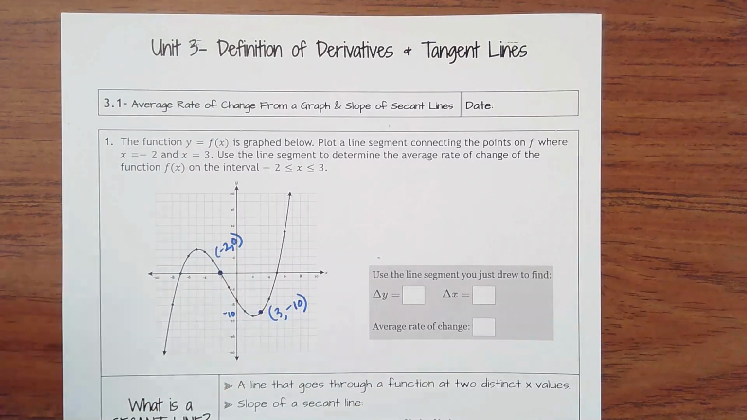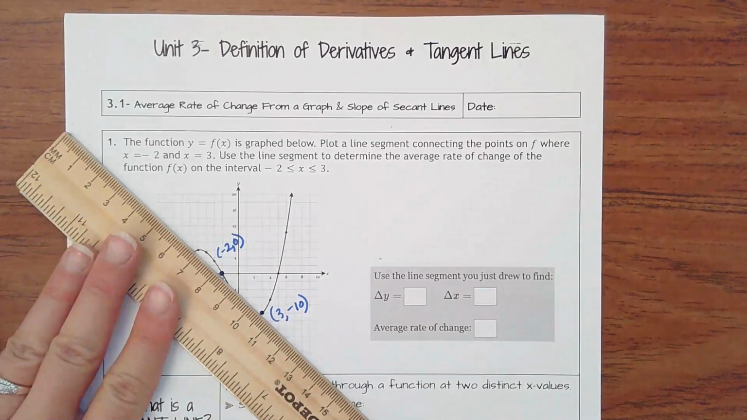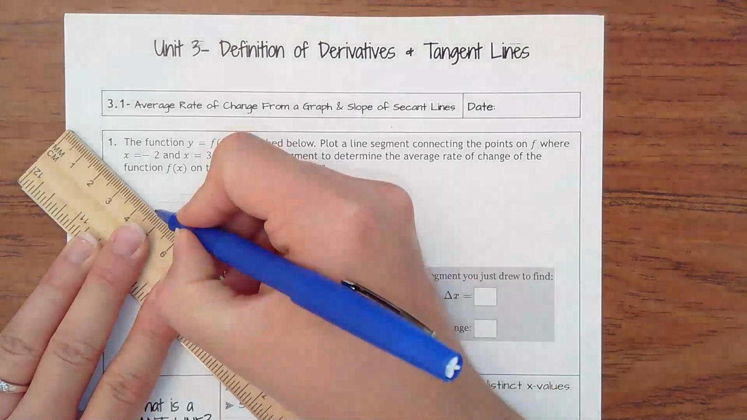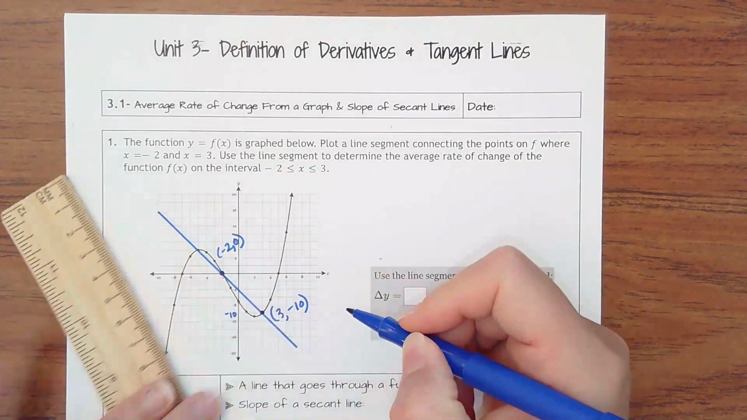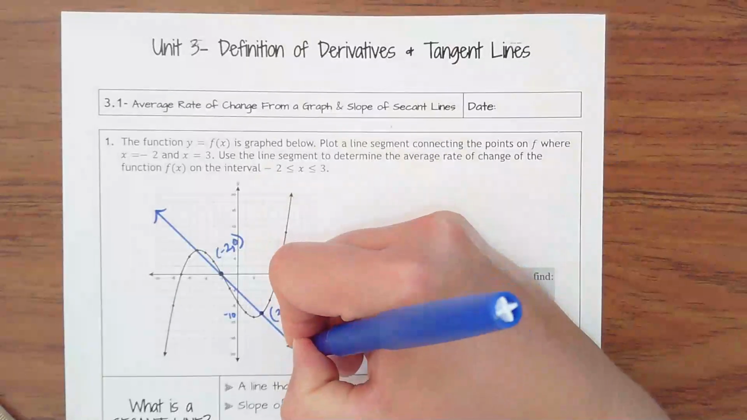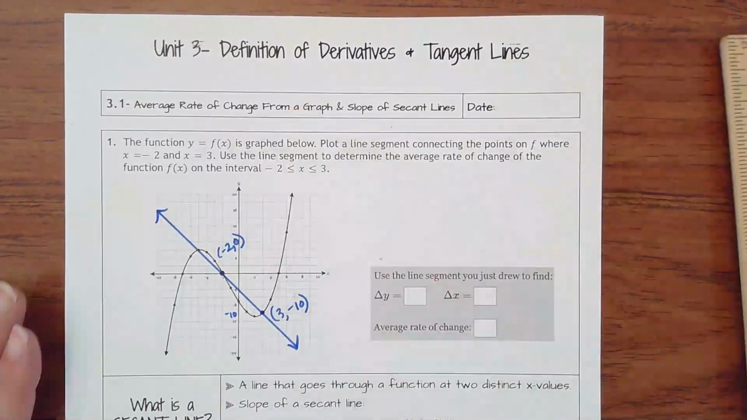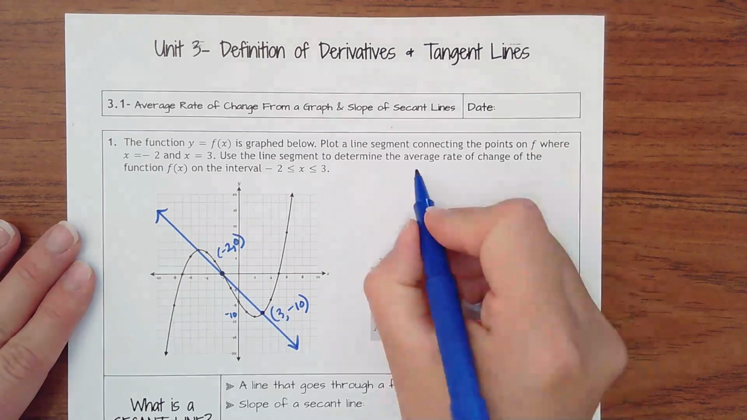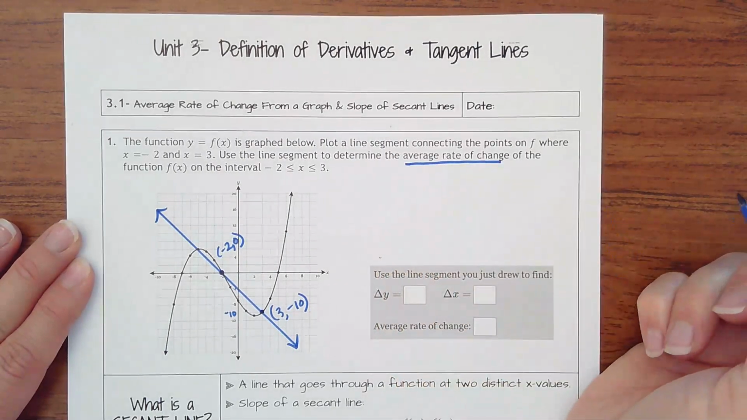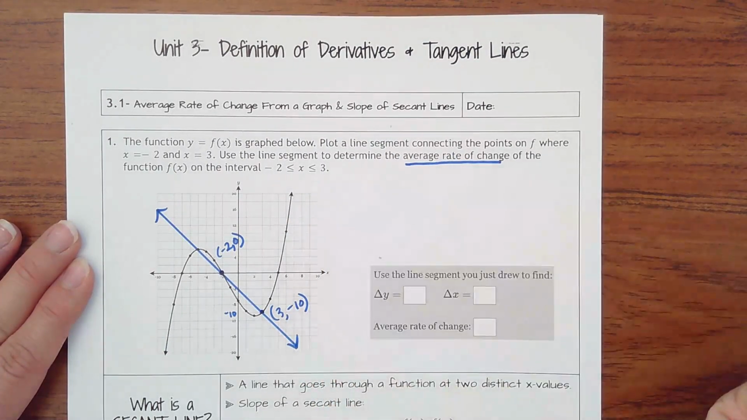We're going to then make that a line segment. On Delta Math, it'll just connect it for you, but I'm going to get a ruler and make a line real quick. Something like that. It says use the line segment to determine the average rate of change of the function from -2 to 3.